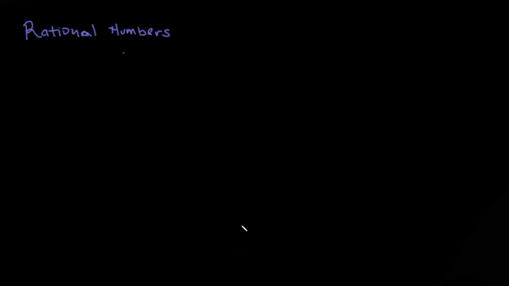What are rational numbers? Rational numbers are numbers that can be expressed as a ratio of two integers. For example, you can have 3. This can be expressed as a ratio of two integers, which is equal to 3 over 1. This is a fraction. Rational numbers can be expressed as fractions. This is an integer, and this is another integer. 1 is an integer.